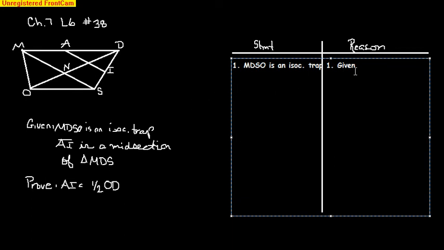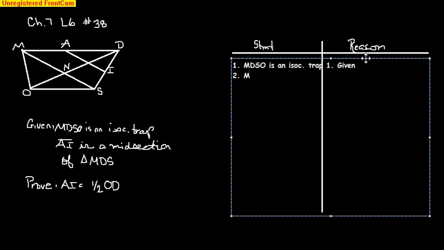So I started over here. We're given that MDSO is an isosceles trapezoid. Knowing it's an isosceles trapezoid, we can say that MO is equal to DS. And the reason for that is because... I guess we didn't need to know that. That's not what we need to do there. That doesn't help us out at all.